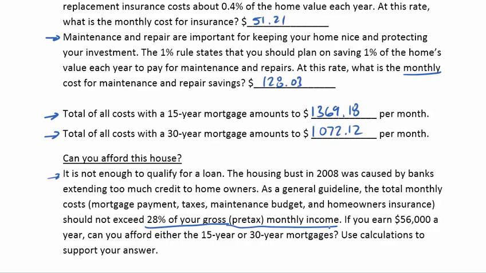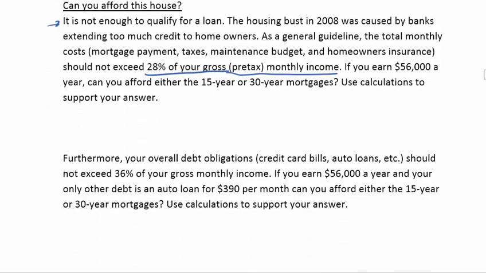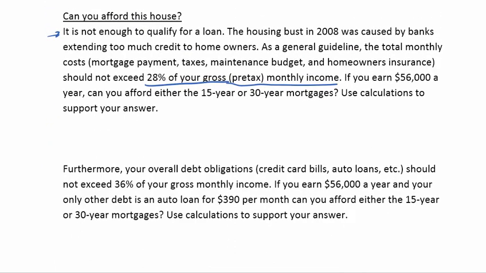So it should not exceed 28%. If you earn $56,000 a year, can you afford either the 15-year or 30-year mortgage? Use calculations to support your answer. All right, let's take a look at this. We want to find 28% of $56,000. So I'm just going to take 56,000 times 0.28, and that's going to give me 15,680.